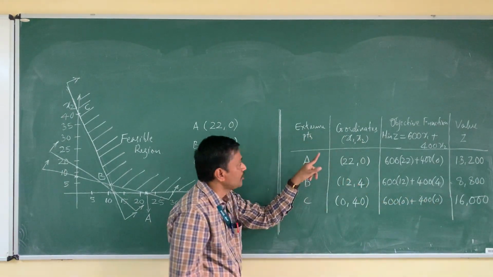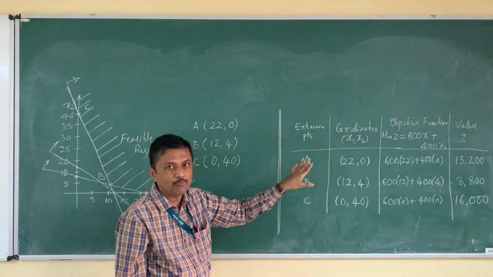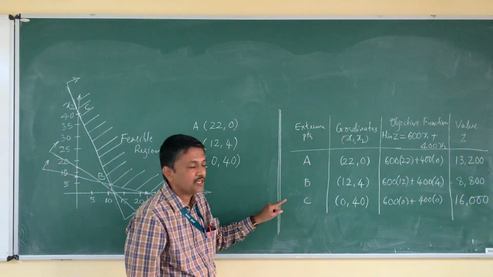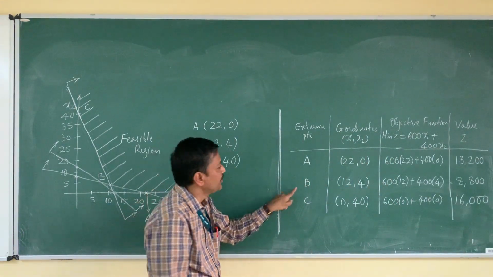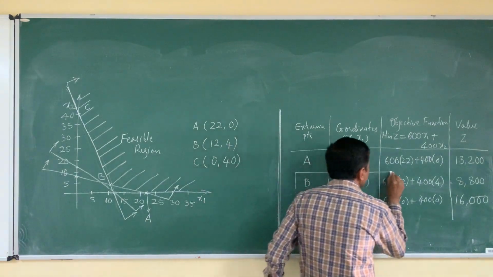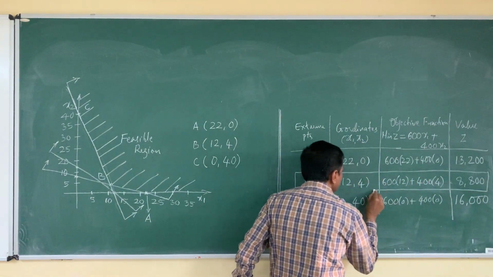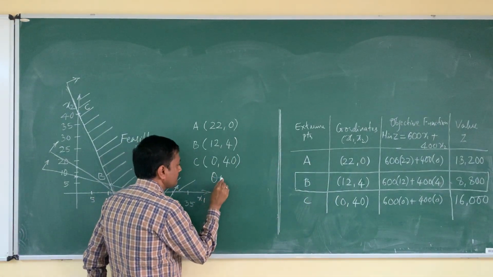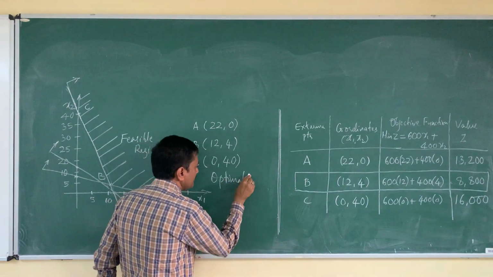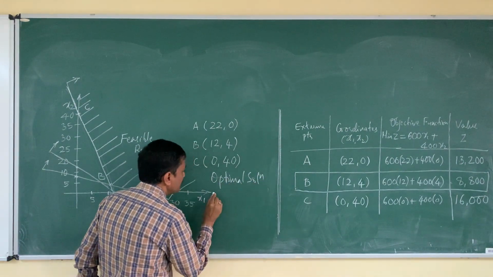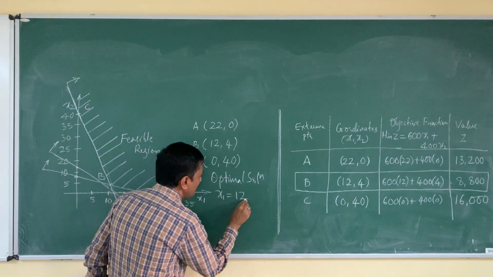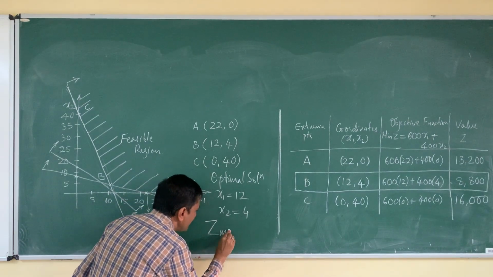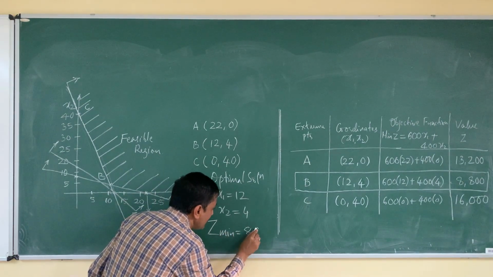But the objective of our problem is to minimize. So select the minimum value among these. The minimum value is pertaining to extreme point B. So we have to select this. Then the optimal solution is x1 equal to 12, x2 equal to 4 and z minimum is 8,800.